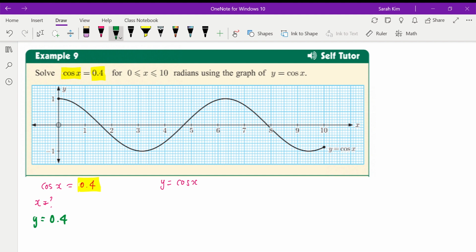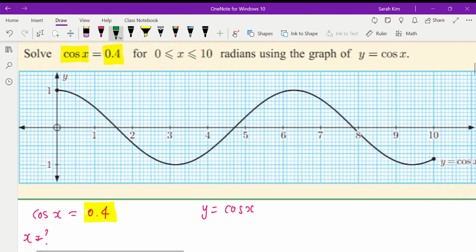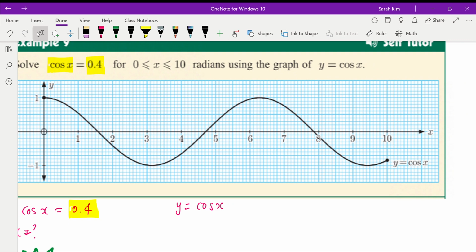So what that means is, how do we use this graph? Well, we've got a graph of y equals cos x. We want to basically know every x value that gives our y value of 0.4. That shouldn't be hard. So all I need to do is locate where my y is 0.4. Okay, be careful, my y. Okay, let's have a look.